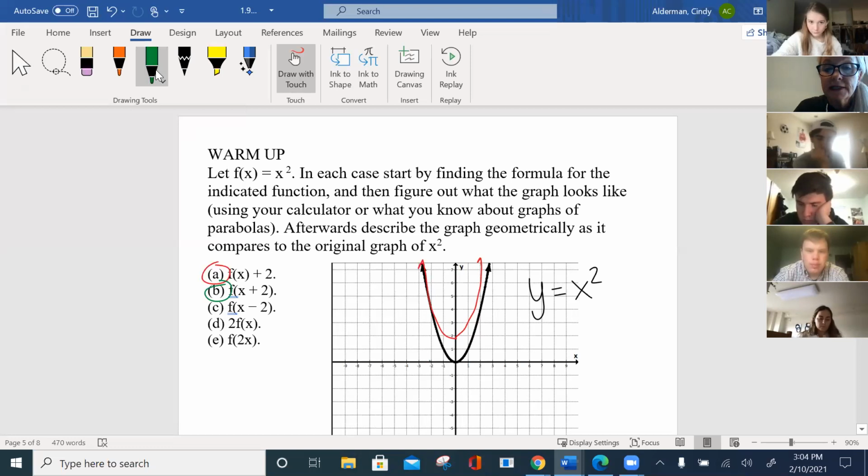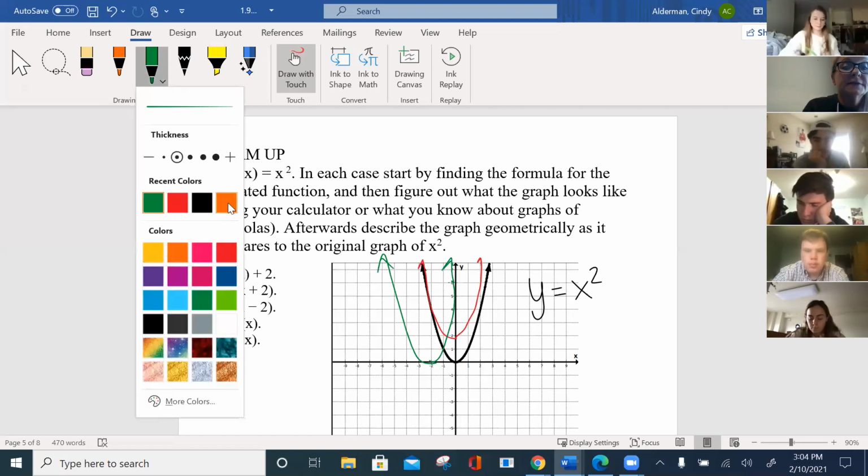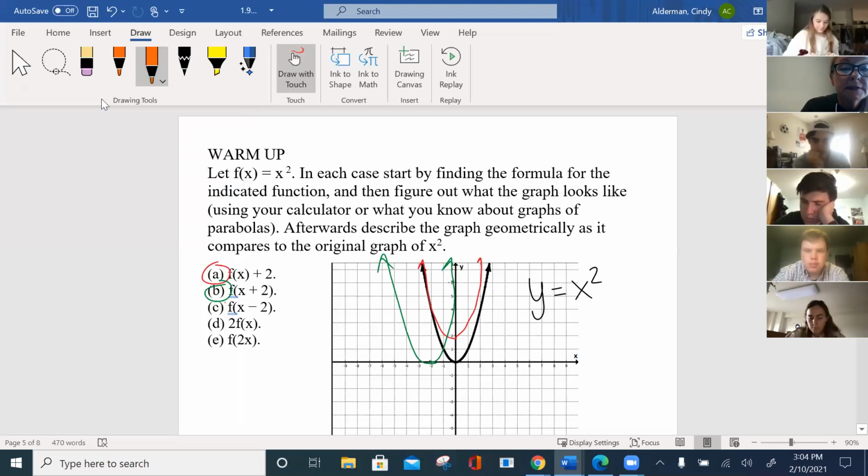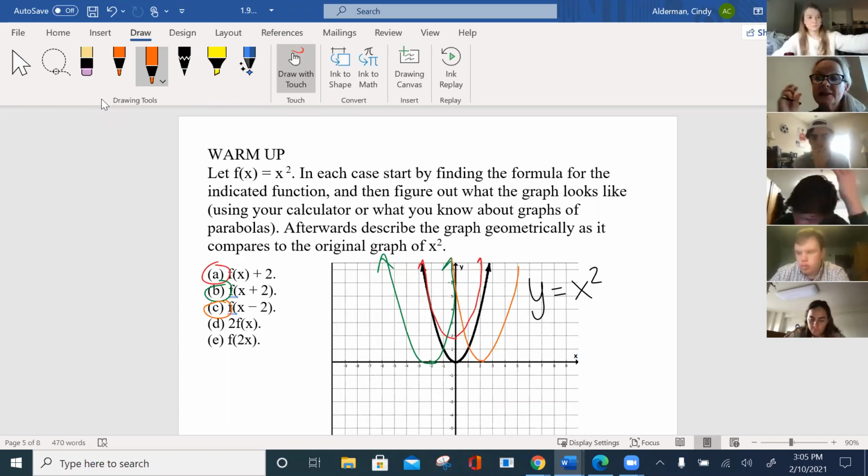So it would look something like this. And these are just sketches. All right, what about inside the function, but we're doing x minus 2 this time? It shifts 2 units to the right. Yeah, very good. So it would just go to the right, which is kind of the opposite of what you think it might do, right? But that's because it's inside the function. That's how you remember that.